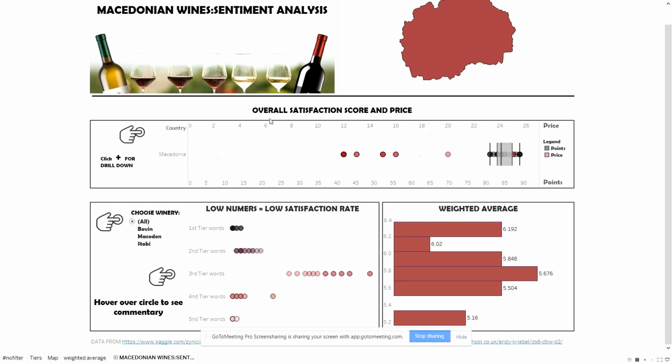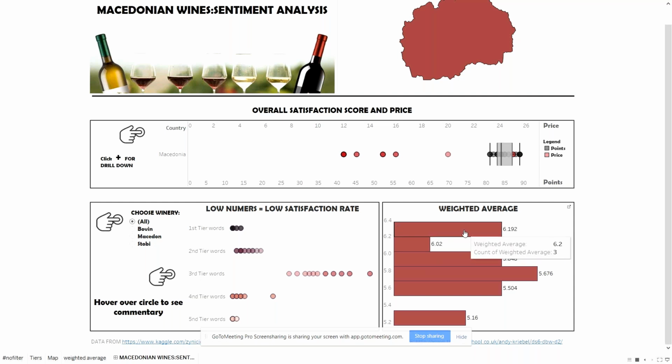Does the top bar go along with first tier words? Is that what that means? If I go left, am I supposed to read that left to right? What does the weighted average mean? The weighted average is only on this part. What is the length of the bar? I assume the length of the bar represents the weighted average, but the weighted average of what? The count of the weighted average score in this category.